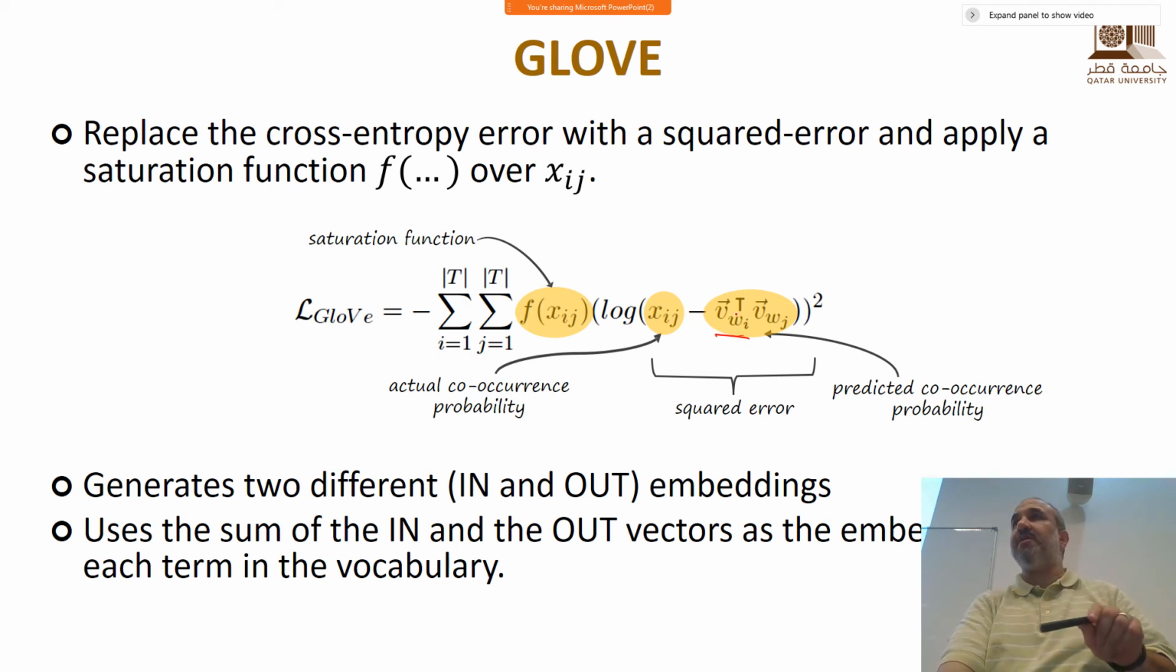Any questions about this? So what I wanted you to know about this, I think, is maybe two things. First, that the loss function is different. Here we compare, or we get the error between the actual co-occurrence probability and predicted, and the other one is that the final embeddings is the sum of the in and out embeddings.